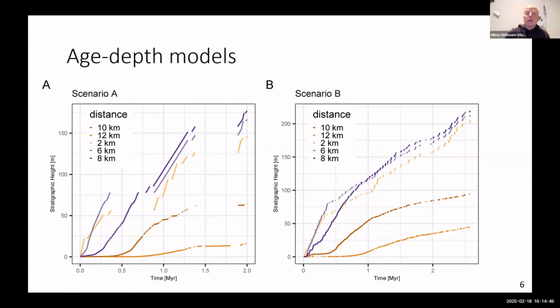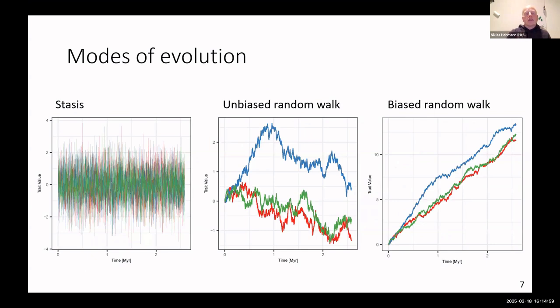And now comes the interesting part, because this is the stratigraphic foundation. But because we know what time is deposited where, we can actually combine that with simulations of evolution. And for this study, we only looked at 3 very simple modes of evolution. They are discussed in the literature. This is stasis, unbiased random walk, and biased random walk. They are not necessarily the most empirically plausible modes of evolution, but think of them as useful end members that we can use to study the effects of stratigraphic biases.